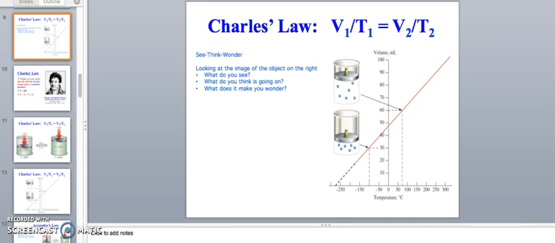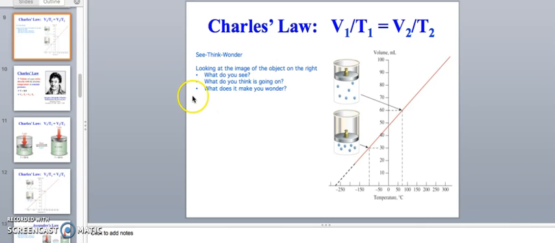Okay, so the answers to the questions were, what do you see? I asked my students, they said that they saw a weight, they saw pistons, they saw atoms, they saw a linear curve. What do you think is going on? I got the answers that as the temperature goes up, the volume of the gas inside that piston would go up. That kind of makes sense. And then the question that was asked was, what about the pressure in this case? Well, the pressure in this case would be constant.